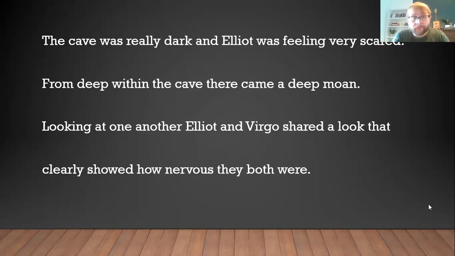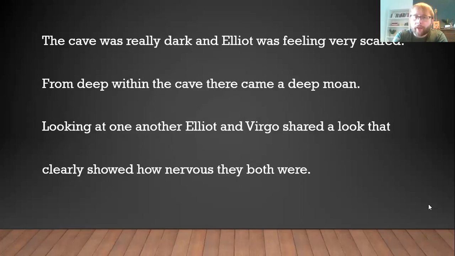Okay, final sentence. Looking at one another, Elliot and Virgo shared a look that clearly showed how nervous they both were. It's a longer sentence there, and there are 2 commas missing. Can you spot where the commas should be, please? That's a bit of a challenge for you. If you're in school, you can just talk about it. If you're at home, you can write it out.